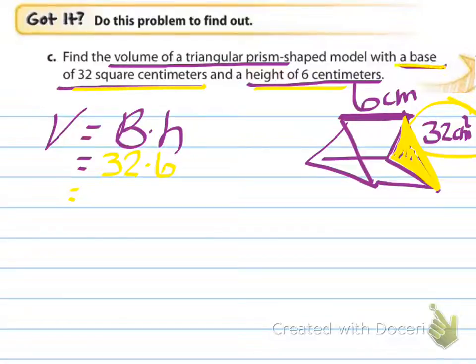And it does say base. It doesn't say capital B because it's not going to give it to you that easily, but you need to know that it's the base of the triangular prism, and that's 32 square centimeters times the height, which is 6 centimeters. And so we end up with 192 centimeters cubed.